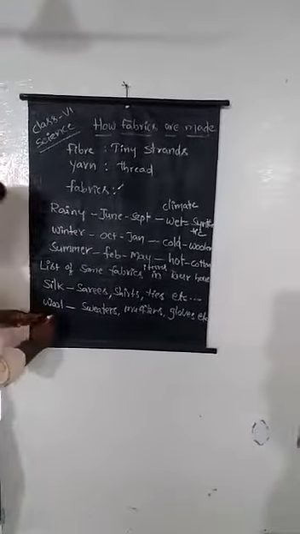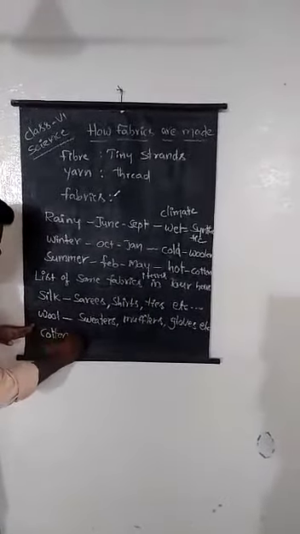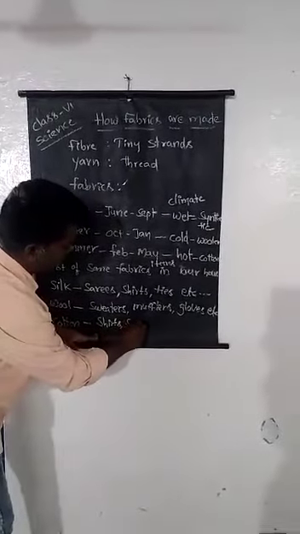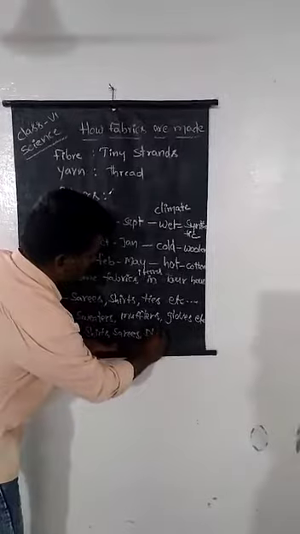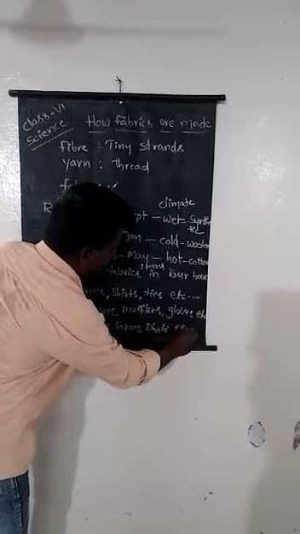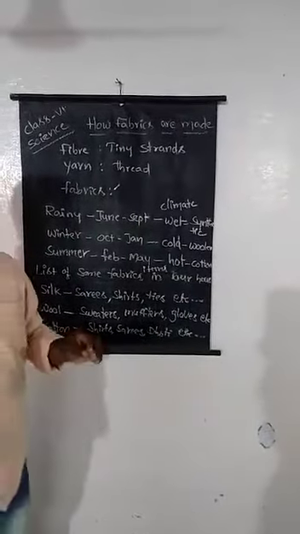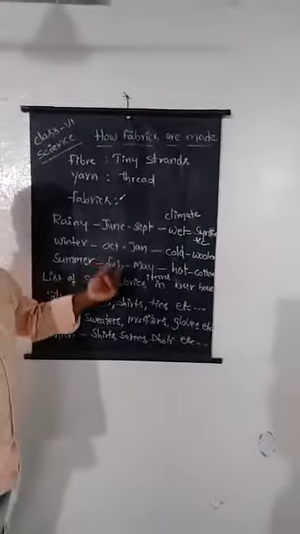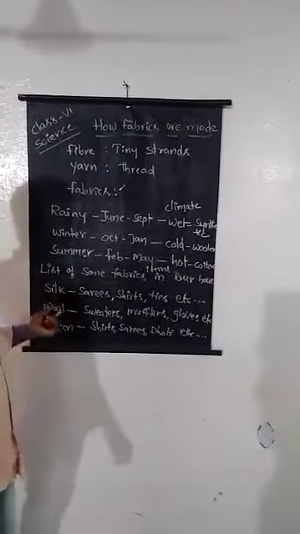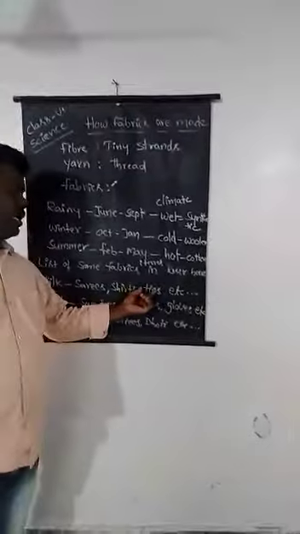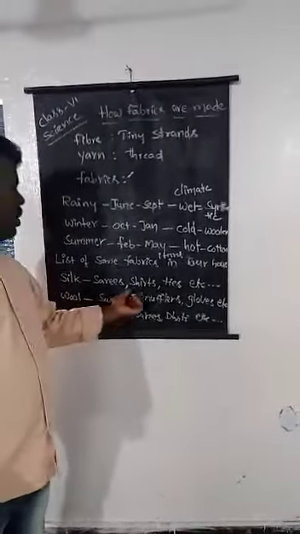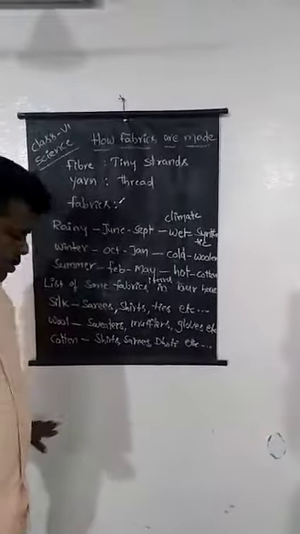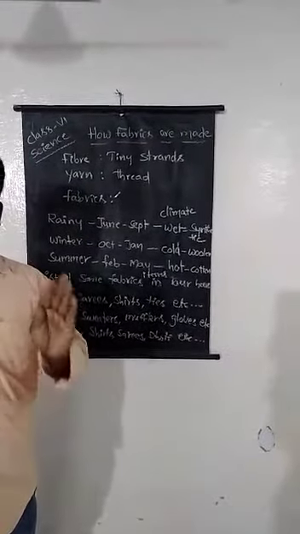Silk, wool, and next one, cotton: curtains, shirts, sarees, dhotis, etc. These are the different fabrics, and we prepare different fabric items in our houses. Silk: sarees, shirts, ties, etc. Wool: sweaters, mufflers and gloves. Cotton: shirts, sarees, dhotis, etc. These are the different types of fabric items.